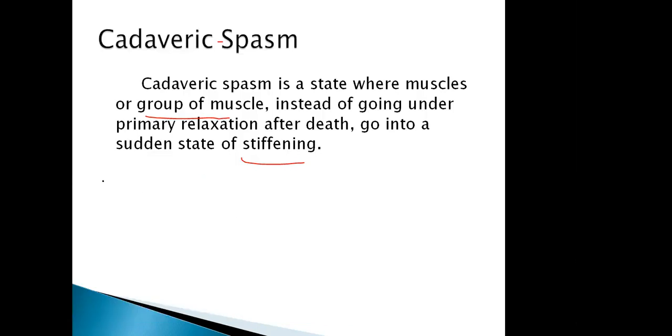Consider which muscles are actively involved while dying. Suppose he is holding some weapon, or some grass or mud, tightly. These hand muscles are actively involved at the time of death, so they go into a sudden stiffening. It is called cadaveric spasm. I'll repeat: cadaveric spasm is a state where a group of muscles that were active during death, instead of going into primary relaxation, go into a sudden stiffening.